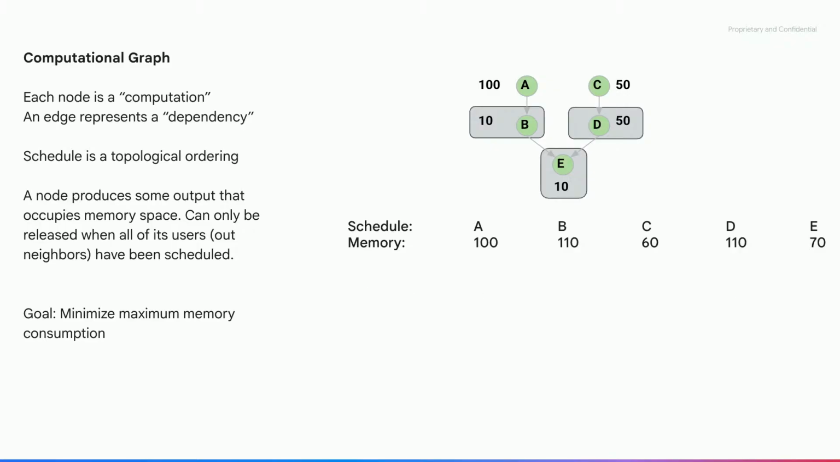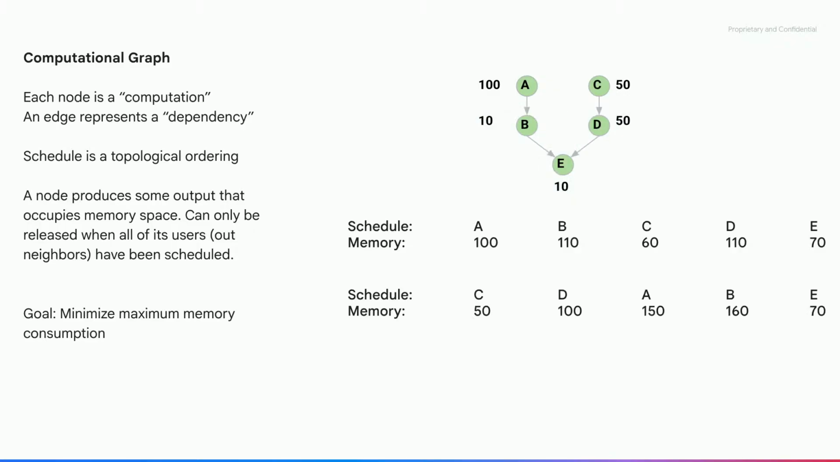Just to hammer the point back in, if you do a different schedule, so let's say you do C and then D and then A, B, E, your memory consumption changes, right? And in particular, the second schedule in this case is much worse because you need a peak memory of 160. And so our goal is to find this schedule or this linear ordering so that the max memory consumption is minimized, is as low as possible. Okay, so that's the problem statement.